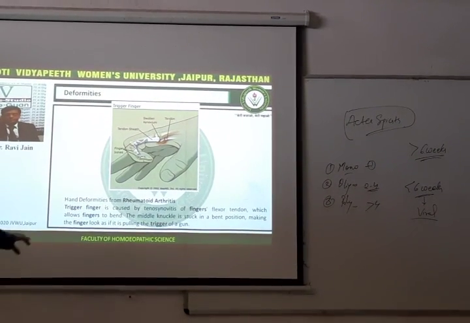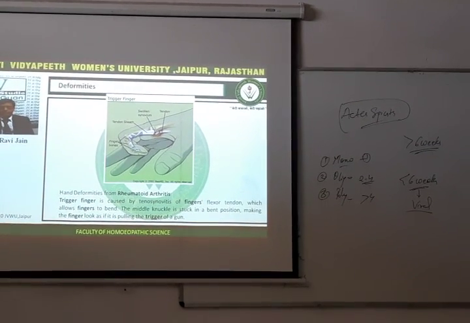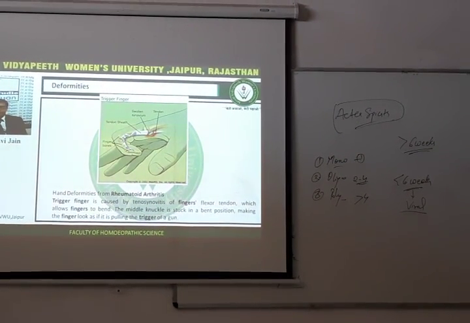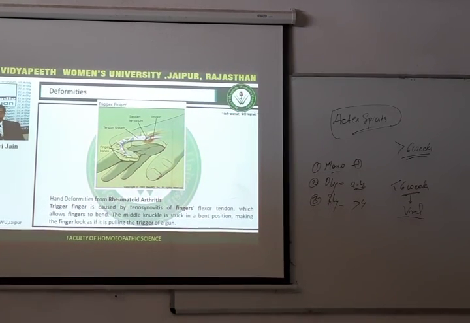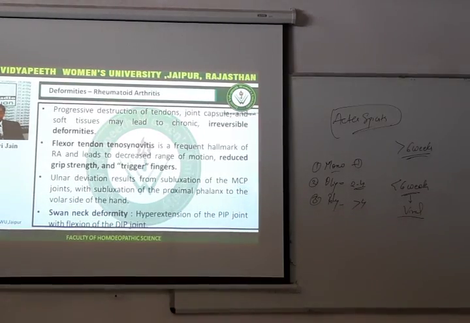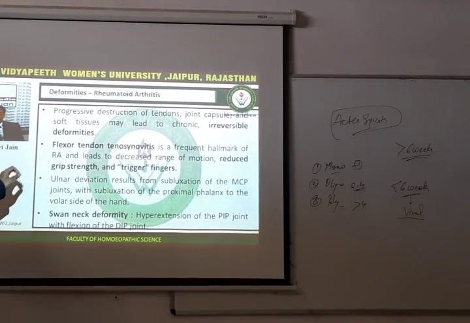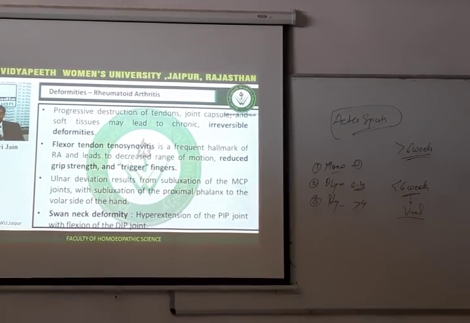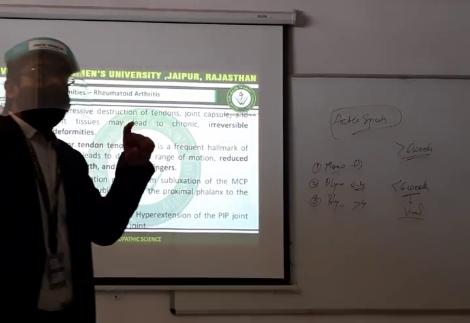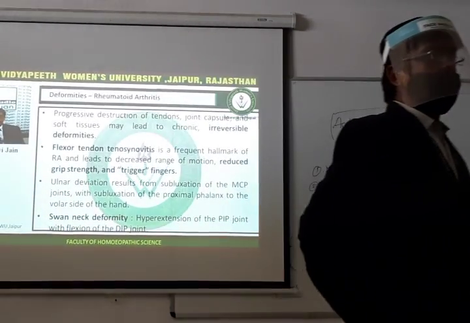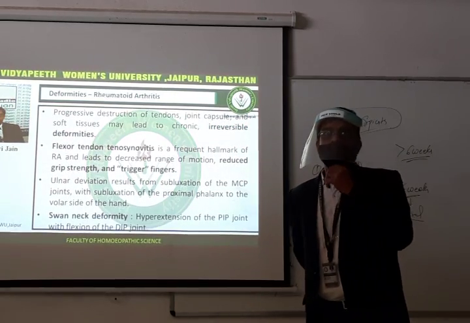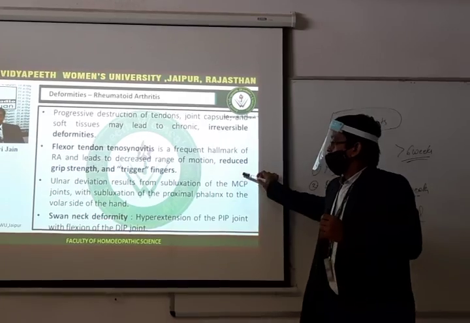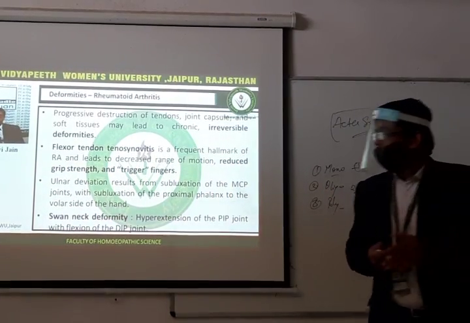Therefore you will see a lot of severity in case of rheumatoid arthritis. This is a more severe disease in comparison to osteoarthritis. The middle knuckle is stuck in a bent position, making the finger look as if it is pulling the trigger of a gun. Now we will come back to this. This is a frequent hallmark of rheumatoid arthritis and leads to decreased range of motion. So all these deformities ultimately lead to decreased range of motion of the joint that is involved. Whatever joint is involved, there will be reduced function of that particular joint. Ulnar deviation is very common. You can see this.